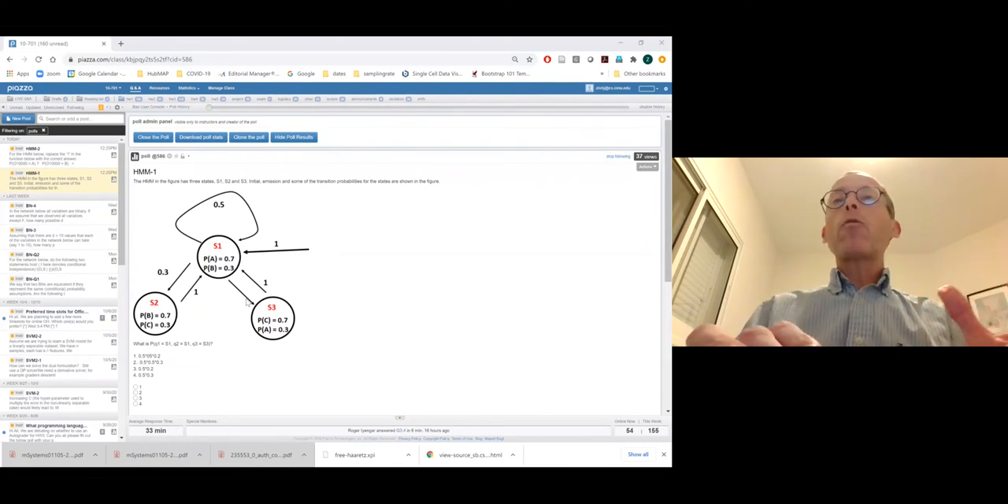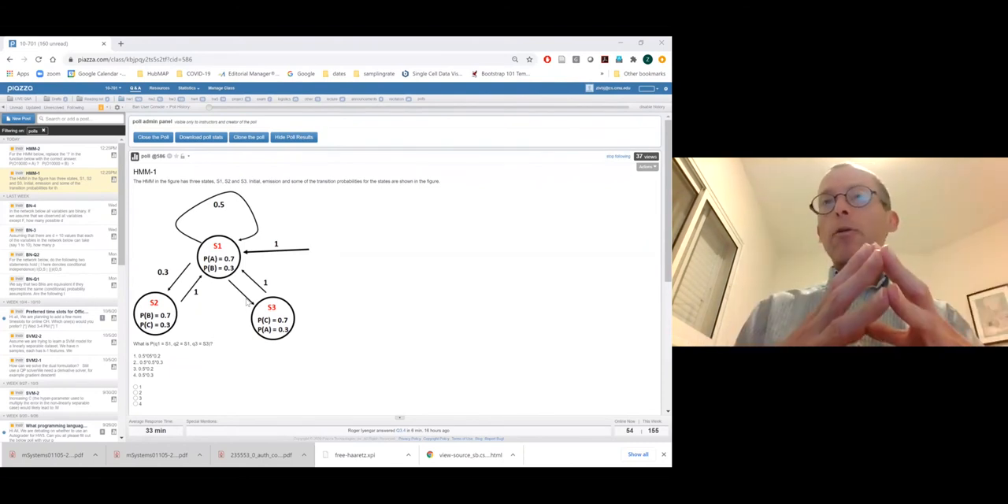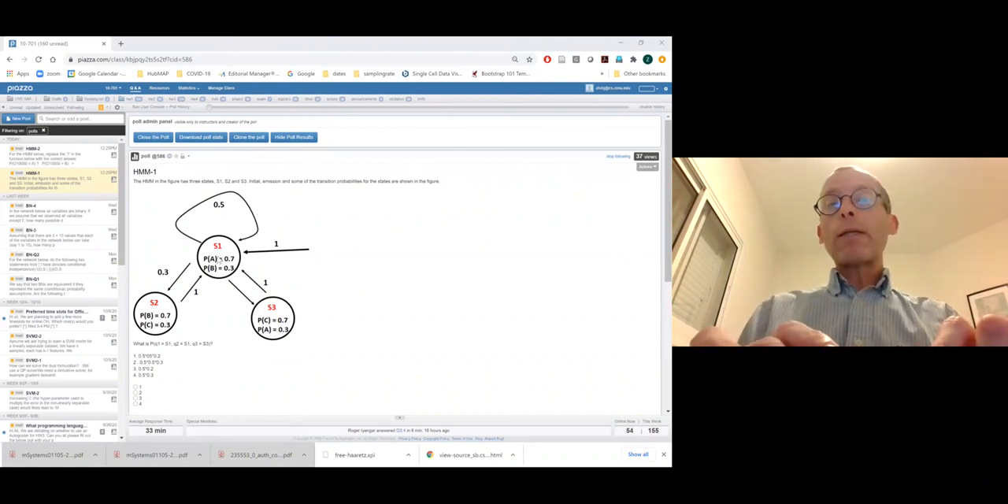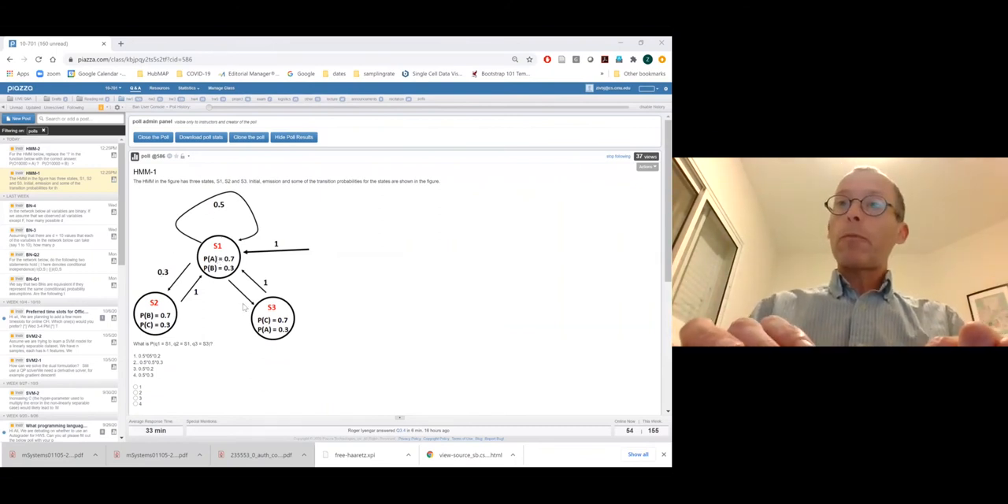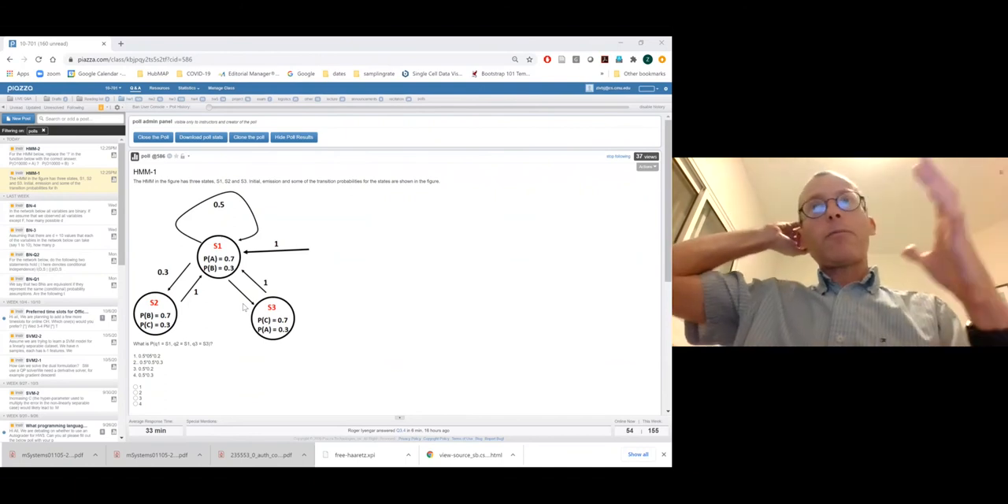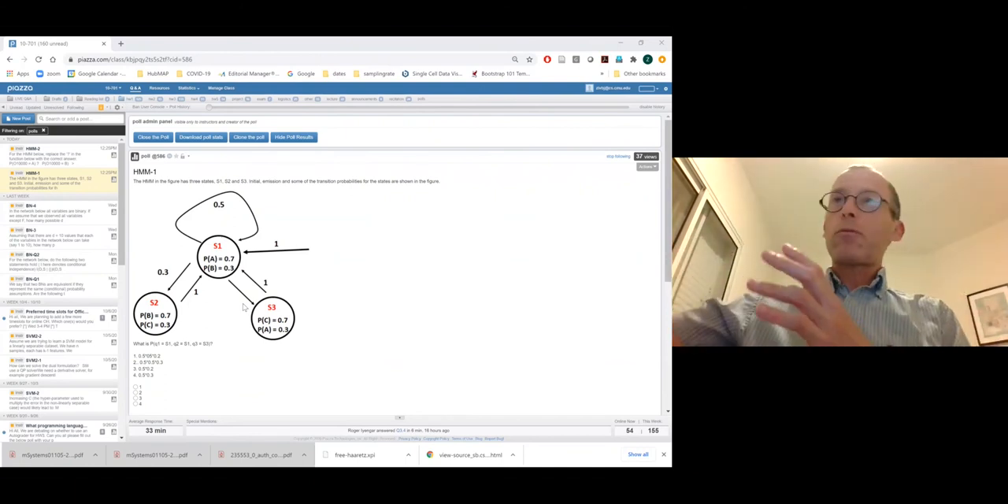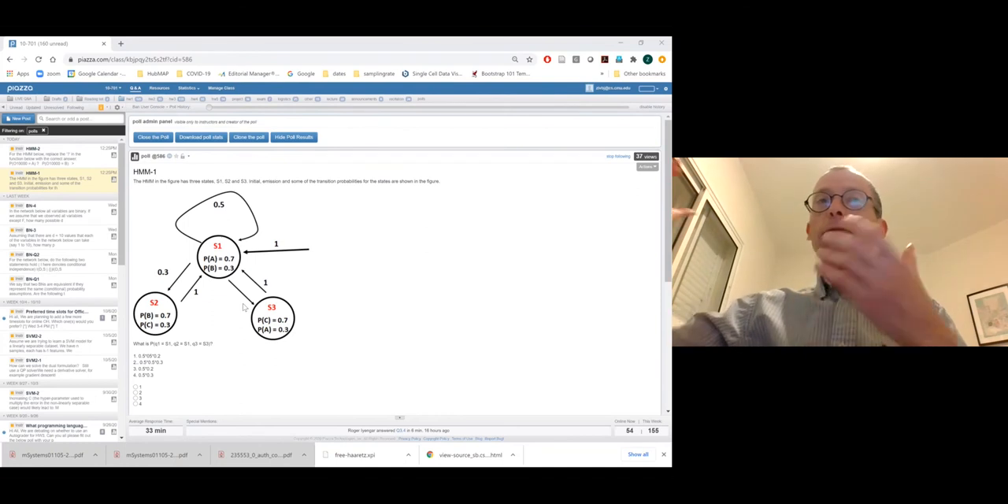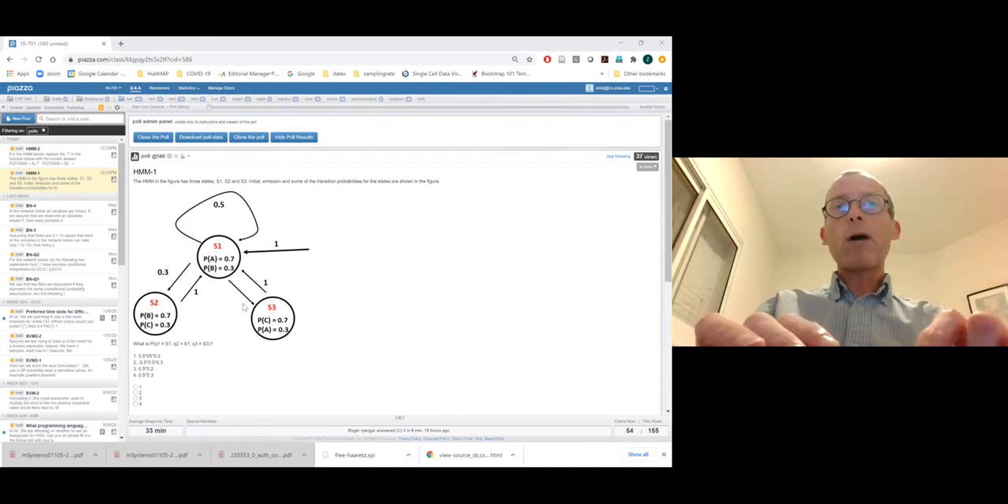But we know that transition probabilities, that's actually an important thing, have to sum to one. So the probability of going from this state to any of the other states has to sum to one, because this is 0.5, this is 0.3, this has to be 0.2, okay? Because you have to go from one state to one of the other states in the next step. So the sum of the transition probabilities is one.